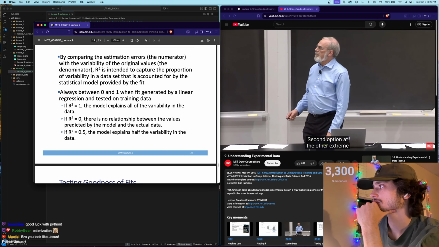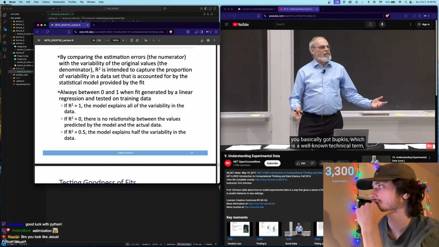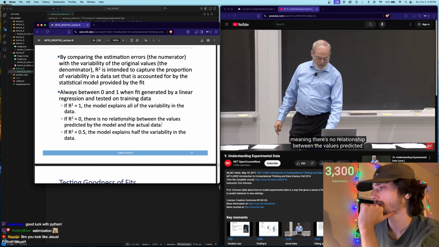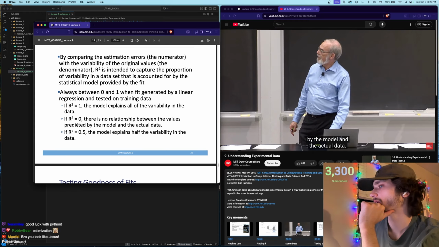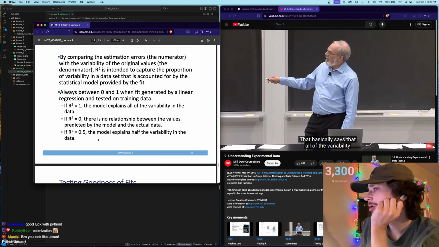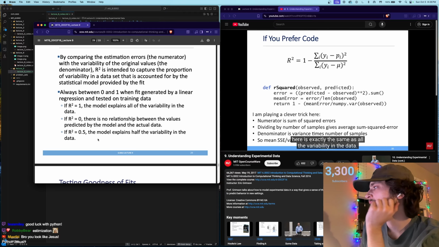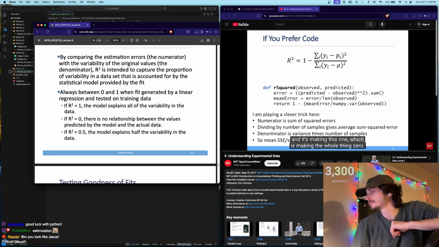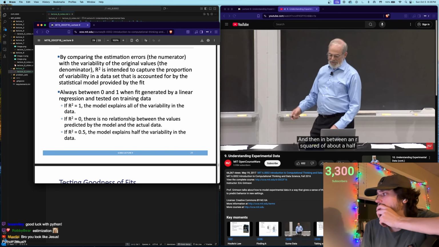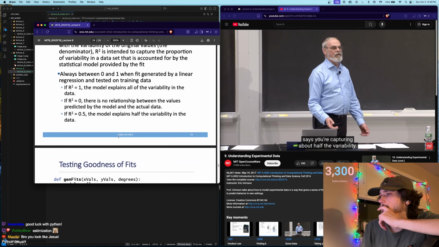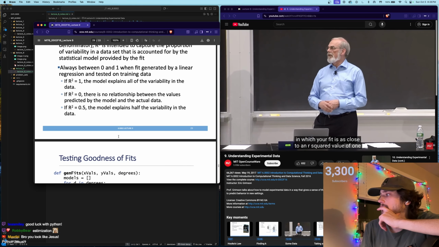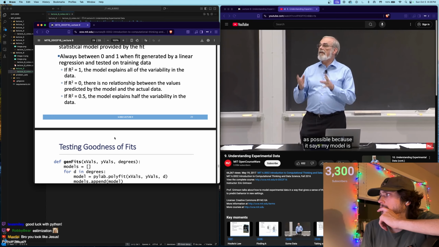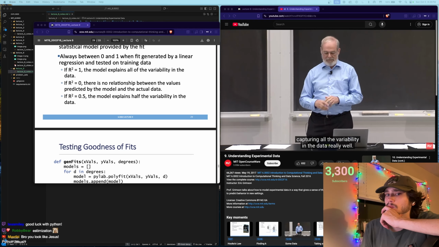Second option at the other extreme is if R squared is equal to 0, you basically got bupkis, which is a well-known technical term. Meaning there's no relationship between the values predicted by the model and the actual data. Then this basically says that all of the variability here is exactly the same as all the variability in the data. The model doesn't capture anything, and it's making this 1, which is making the whole thing 0. Nice. And then in between, an R² of about a half says you're capturing about half the variability. So what you would like is a system in which your fit is as close to an R² value of 1 as possible, because it says my model is capturing all the variability in the data really well.